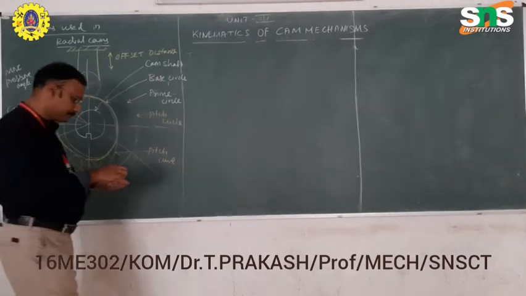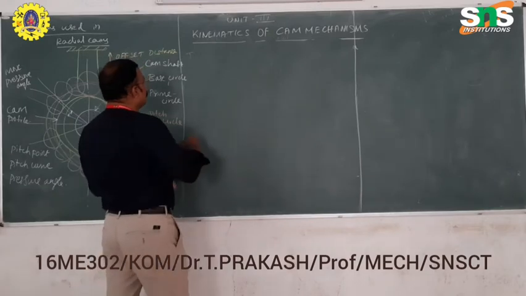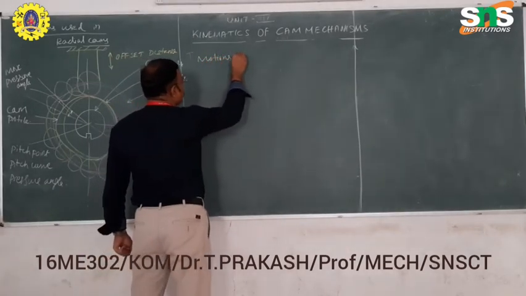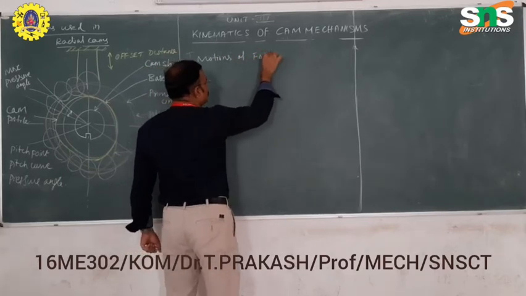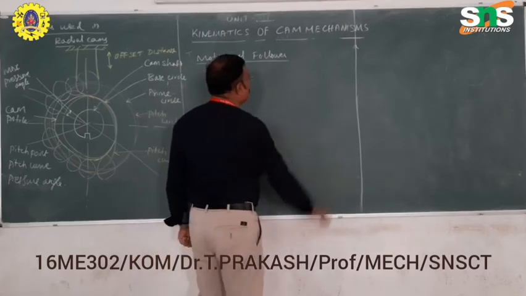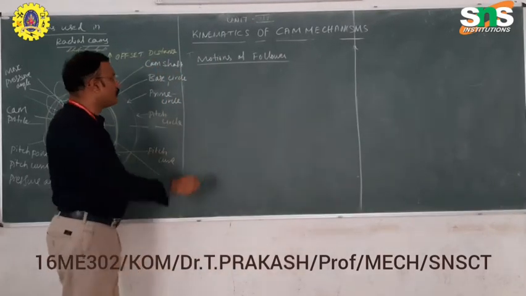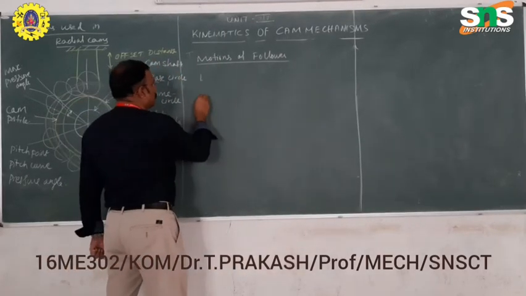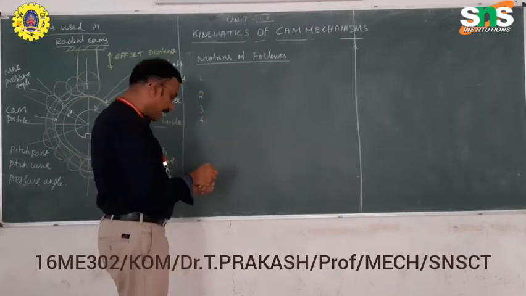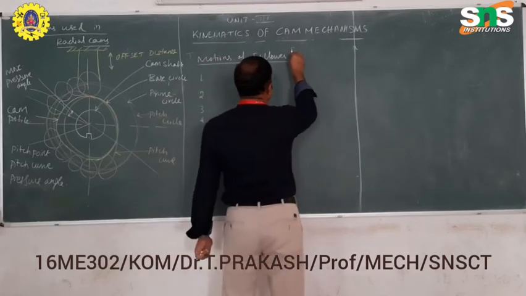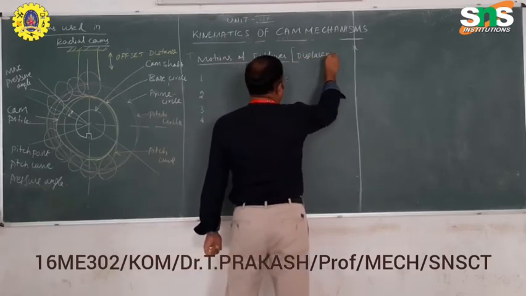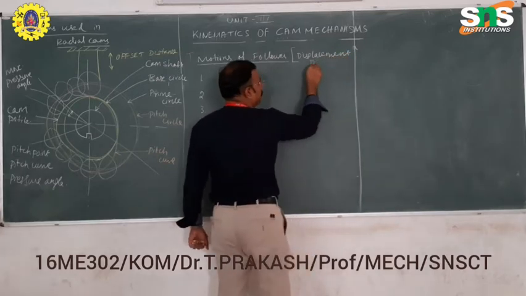Next, coming to the motions of the follower. There are 4 types of motion. It is also called a displacement diagram. This follower makes some motion, therefore you can also call it a displacement diagram.